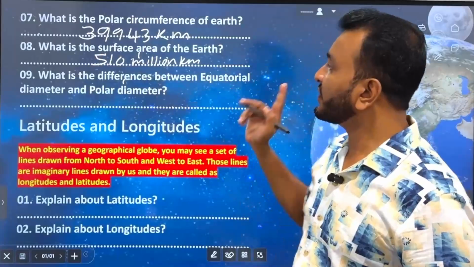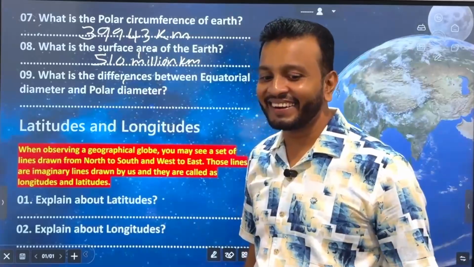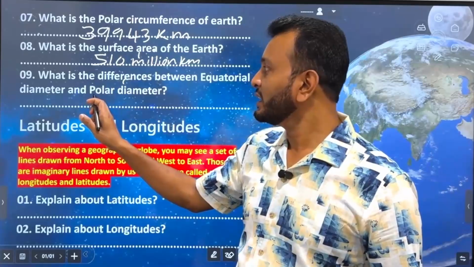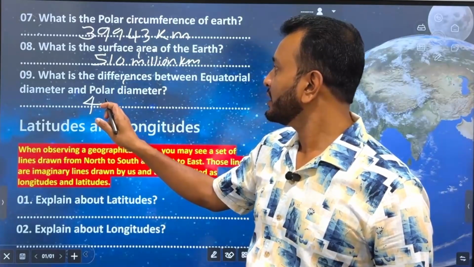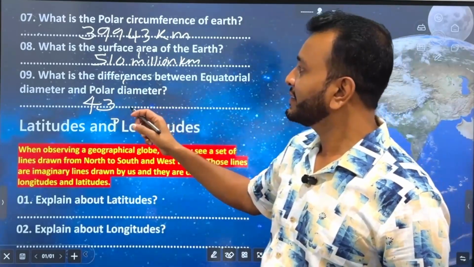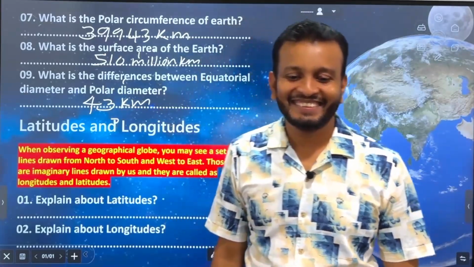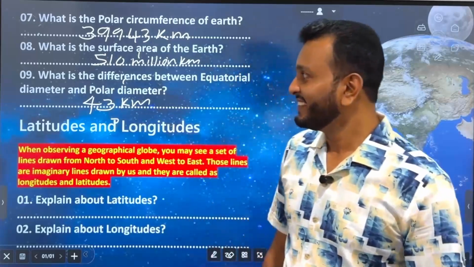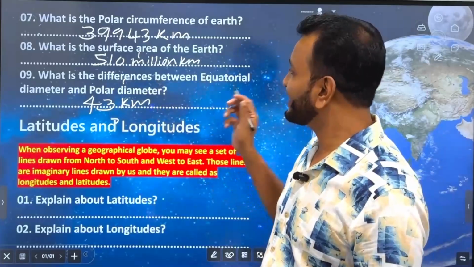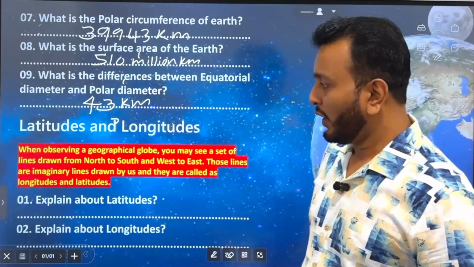Okay. What is the difference between the equatorial diameter and the polar diameter? We calculated earlier. Right. How many kilometers? 43. What is the difference between equatorial diameter and the polar diameter? 43 kilometers. Okay.